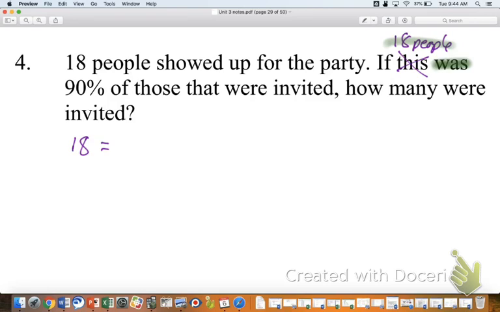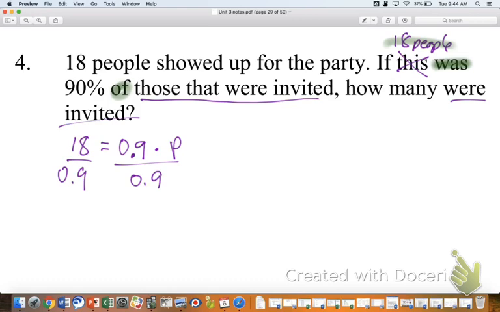90% is 0.9, right? Translate or convert it over to a decimal. Then look at that next word. Of. What does of mean? Times those that were invited. How many were invited? Isn't those that were invited our unknown? I don't know what letter you want to use. You could use the letter P for people, or N for number that were invited, I for invited, T for those. I'll go with P for number of people that were invited. You divide both sides by 0.9. And 18 divided by 0.9, is that 20? That's 20. Okay. So 20 people were actually invited to the party and 18 showed up.